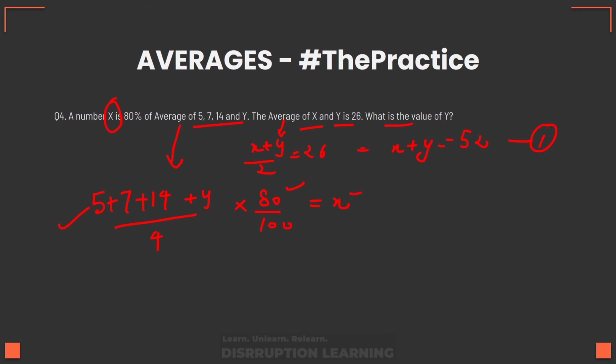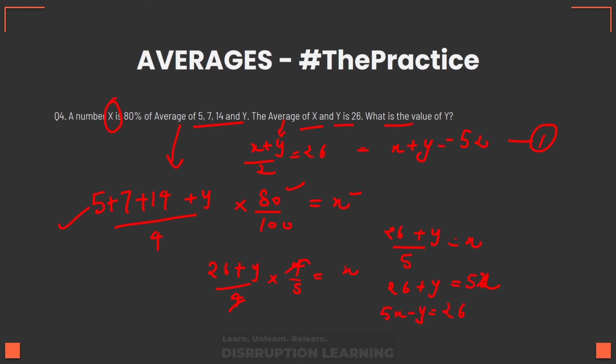So let's solve this. 5 and 7 is 12, 12 and 14 is 26, plus Y, divided by 4, into 4 by 5 is X. So the 4 is gone. 26 plus Y by 5 is equal to X. So 26 plus Y is equal to 5X. So 5X minus Y is 26. I hope that is clear to everyone.